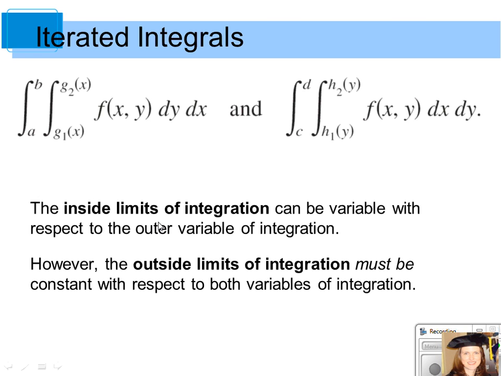Now the inside limits of integration can be variable with respect to the outer variable of integration. So what that means is the outside variable of integration is x, the outside differential is dx. So you can have x's in the inside bounds. Over here on the right, the outside differential is dy, so you could have y's in the inside bounds of integration. However, the outside limits of integration must be constant with respect to both of those variables. So with our differential dy dx, it can't have any y's or x's in the outside bounds of integration. Again, on the right, dx dy, you can't have any x's or y's. It must be constant with respect to those for the outside limits of integration.